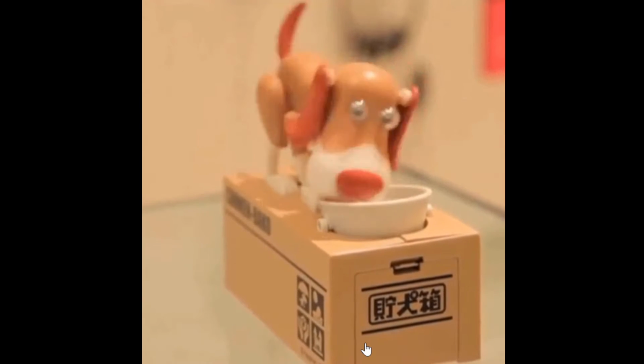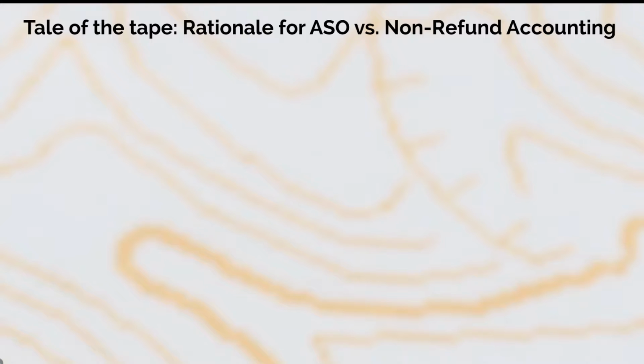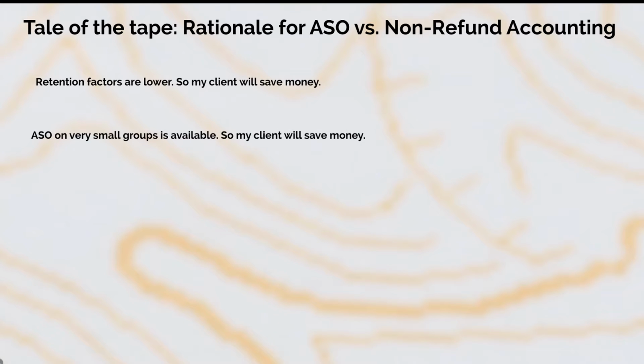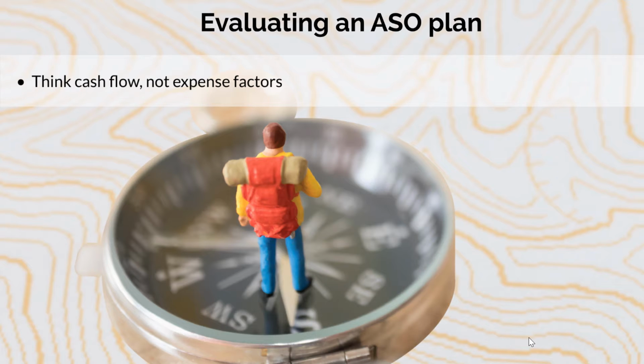Your clients are always looking for ways to make the most of their benefit dollars. The rationale for moving to an ASO arrangement usually centers on two things: lower expense factors and greater control over company benefit spend. At renewal though, think differently by switching the discussion from a focus on rates and expense factors to one of cash flow.